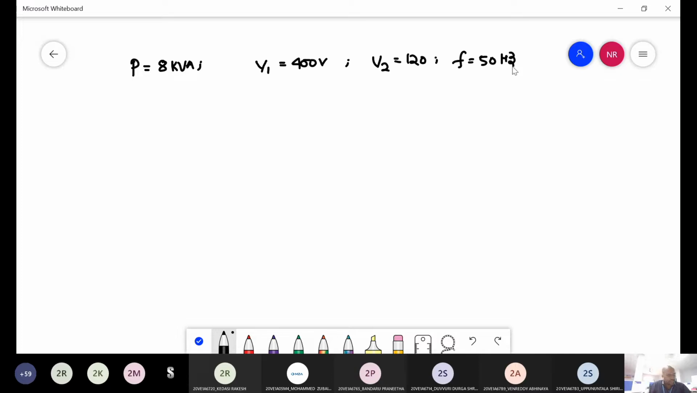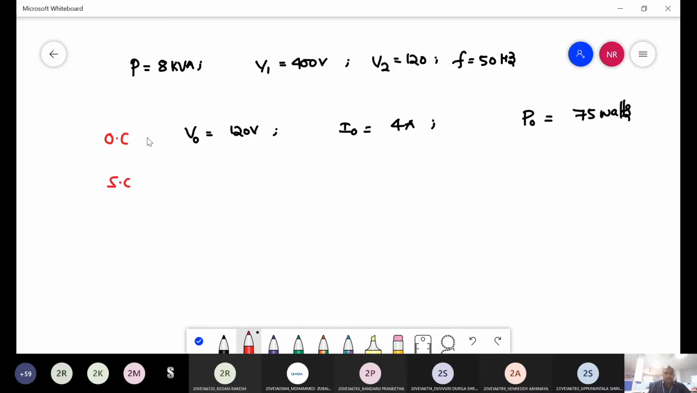Then OC test results are given. In the OC test, V naught is 120 volts. Then I naught, the OC test current, is given as 4 amps. Then P naught, the OC test power loss, is 75 watts. These are the OC test results.